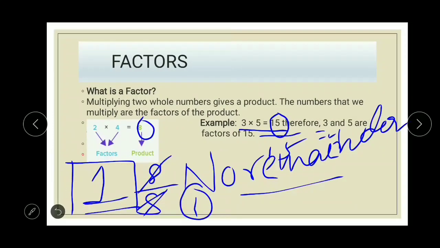Now, the numbers which have only two factors, meaning 1 and the number itself, we call them prime numbers. But whenever numbers come where the factors are 1, that number itself, and others other than these two, we have already discussed, those numbers are called composite numbers. Now let's proceed.